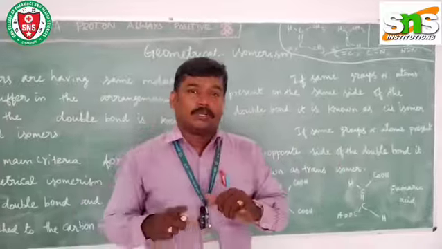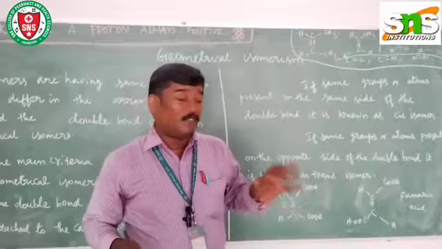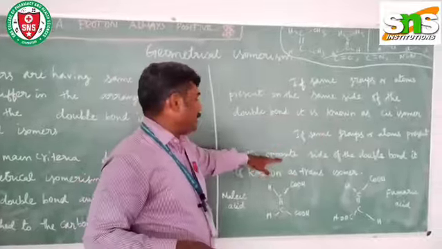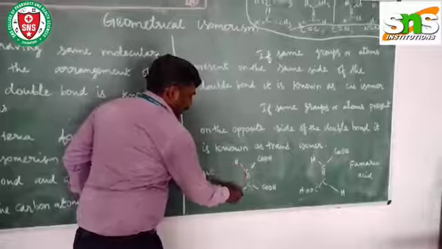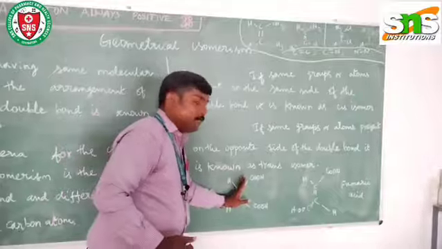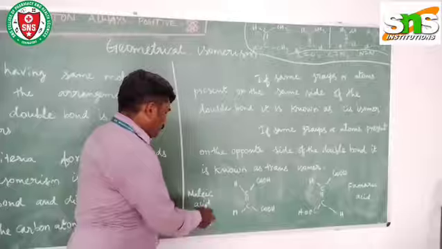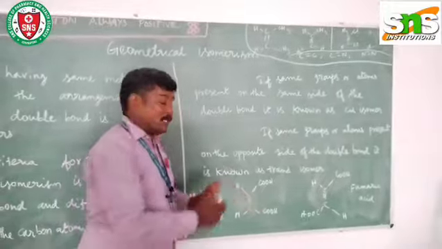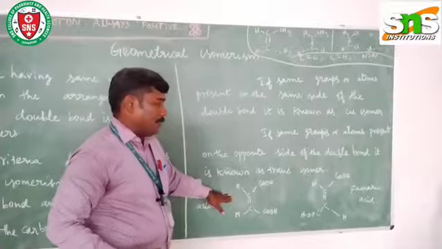In the beginning I said that geometrical isomerism is otherwise called cis-trans isomerism. Why is it called cis-isomer and trans-isomer? Because of the presence of these cis-isomers and trans-isomers. We can take one example. Here we find that one hydrogen atom is present on the same side of the double bond. Similarly, carboxylic acid is present on the same side of the double bond. This is one example, maleic acid: hydrogen atoms and carboxylic acid groups are present on the same side of the double bond. Hence it is called cis-isomer.